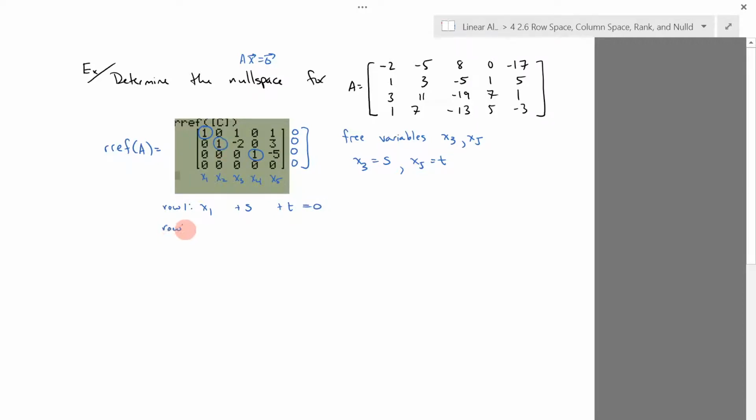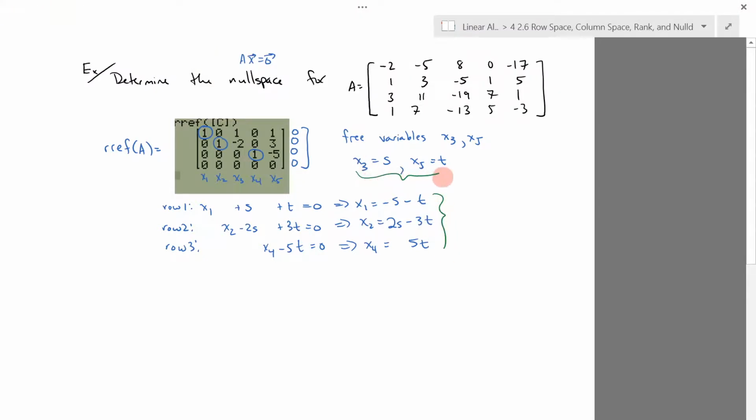And then row 2: x2 minus 2 x3, which is s, plus 3 x5, which is t. And then row 3: x4 minus 5 x5, which is t, equals 0. Then I can solve for x1, x2, x4. So x1 is equal to minus s minus t, x2 is equal to 2s minus 3t, and x4 is equal to 5t. Okay, so now let's put it all together: x1, x2, then x3 is here, x4, and then x5.